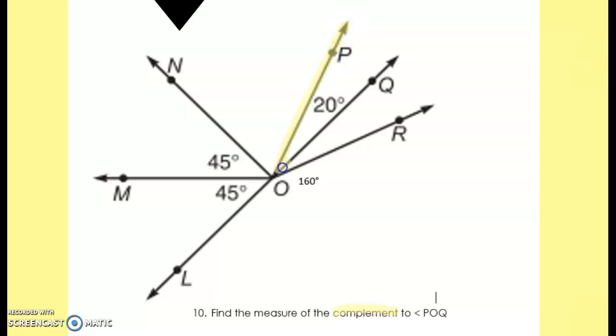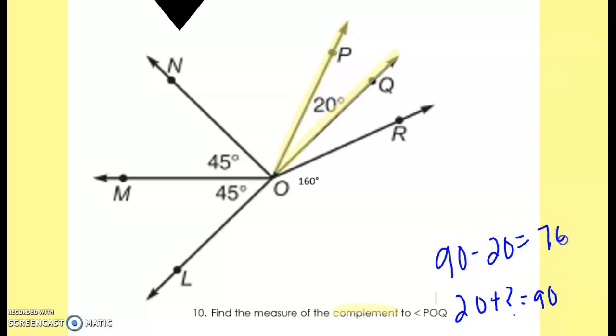So POQ is right here. It is 20, and you could think 20 plus what gives me 90? Or we could use that opposite inverse, 90 minus 20, and that's going to give you the value of 70, or 20 plus 70 equals 90. So the measure that would be the complement to it would be 70 degrees.